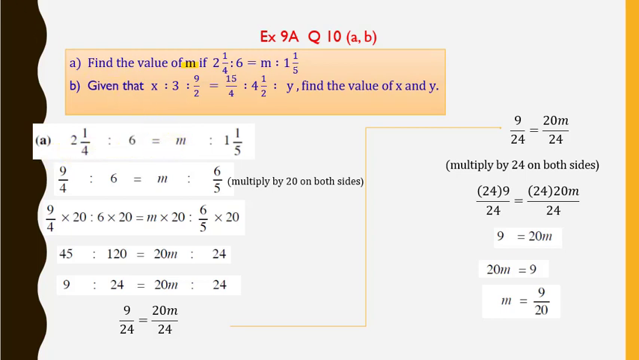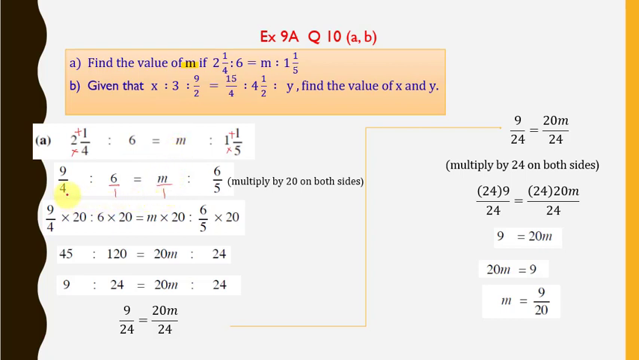If you look at the part A, first of all you will multiply 2 times 4, it is 8, add 1 to it, it will be 9, so 9 by 4 is to 6, m, and 5 times 1 we have 5, add 1 to it, it will be 6 upon 5. Now in this step, as you can see that the left hand side is equal to right hand side, and in the left hand side, if I write it like 6 upon 1 and m upon 1, it's the same thing. 6 upon 1 is 6, m upon 1 is m.